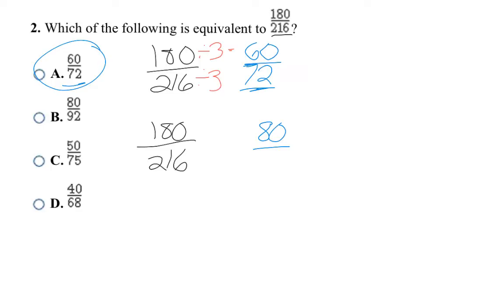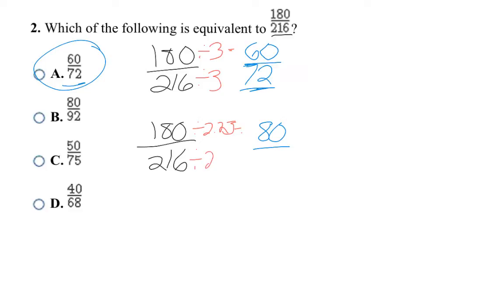And then you want to look, okay, 180 divided by what will get you to 80? And if you're not sure, you can reverse that on your calculator. Do 180 divided by 80. And if you do that, you're going to get 2.25, so 2 1/4. And so that's a decimal. So it's kind of a red flag that this one probably isn't going to work out.